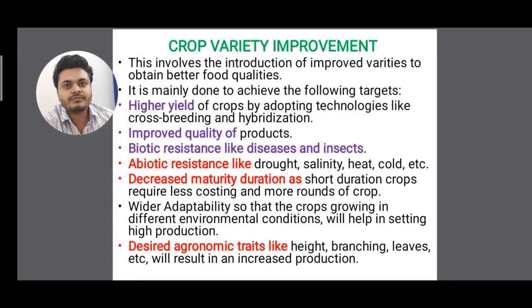Which crops? Economically important crops. Clear? So what are the following targets? First is high yield, then improved quality, then biotic and abiotic resistance, so that diseases and insects are eliminated. Then decrease in maturity duration. If a crop takes a longer time to mature, more fertilization and more time is wasted, isn't it? So they will select plants that take less time to mature, as well as desirable agronomic traits like height, branching and leaves, so that increased production is obtained.